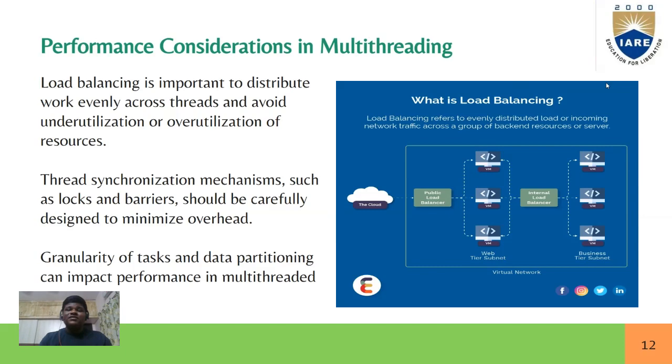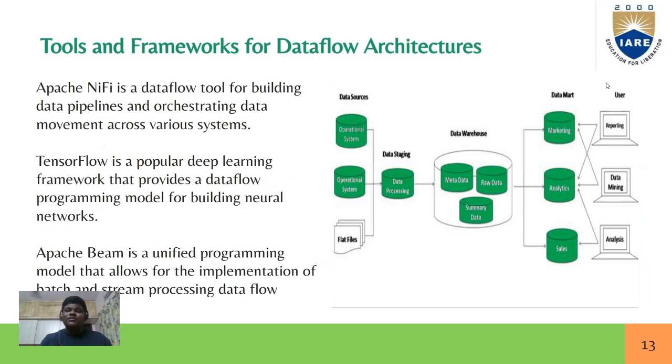Performance considerations in multithreading. Load balancing is important to distribute work evenly across threads and avoid underutilization or overutilization of resources. Thread synchronization mechanisms such as locks and barriers should be carefully designed to minimize overhead. Granularity of tasks and data partitioning can impact performance in multithreaded programs.